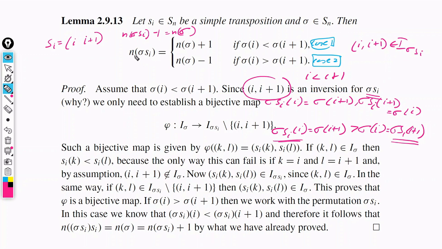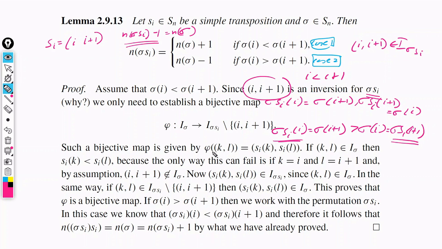Okay, actually we have to show that the number of inversions in sigma Si equals the number of inversions in sigma plus 1, which is equivalent to the number of inversions in sigma Si minus 1 equals the number of inversions in sigma. So we consider the set I of sigma Si minus the element (i, i+1). Because we know that (i, i+1) belongs to I of sigma Si. And I of sigma contains n(sigma) elements. So we are trying to establish a bijection between I of sigma and this set. If there is a bijection between these two sets, then the number of elements of this set is the same as the number of elements of the other set. That's the idea. We have to define a function.